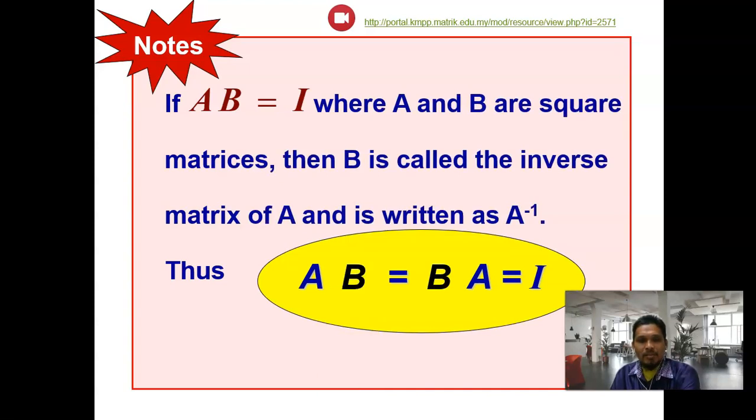Just recall, A times B equals the identity where A and B are square matrices, then B is called the inverse matrix of A and written as A inverse. So look at this: A multiplied with the matrix B, when B is the inverse, or B multiplied with A, that is A inverse multiplied with the matrix A, equals an identity.